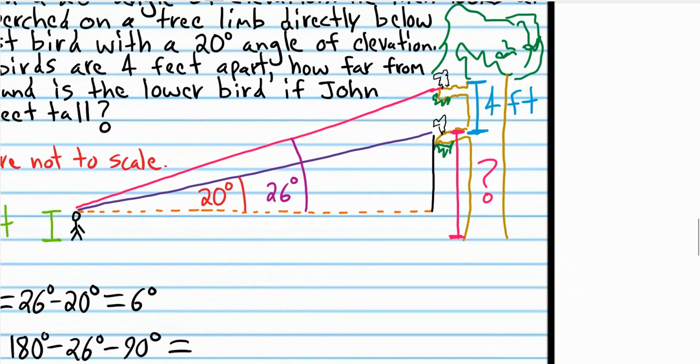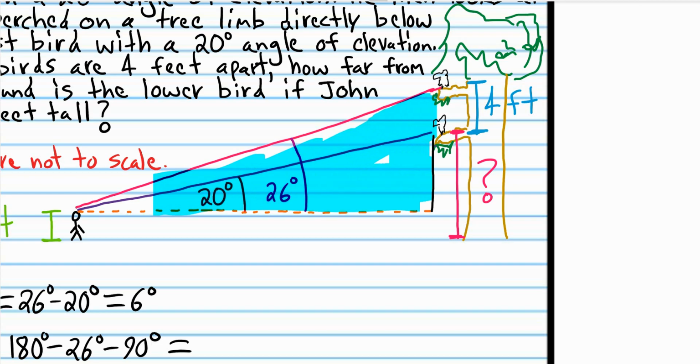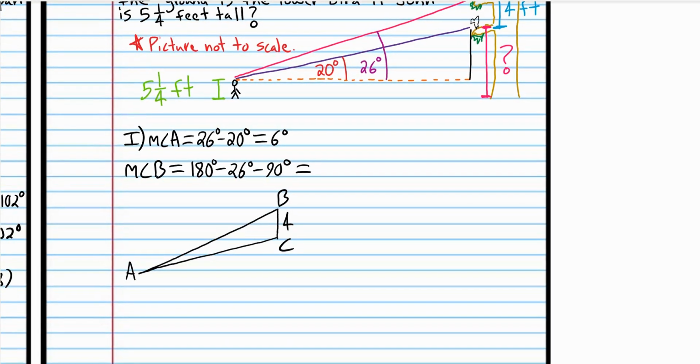So how do we know that? Because if we look at this big triangle here, we know that this angle is 90 and this angle is 26. So if we subtract 26 and 90 from 180, we get this upper angle here, which is B. So 180 minus 26 minus 90 is 64 degrees. So we can write that in. And this angle, again, angle A is 6 degrees.